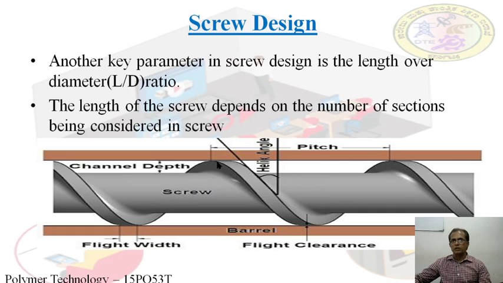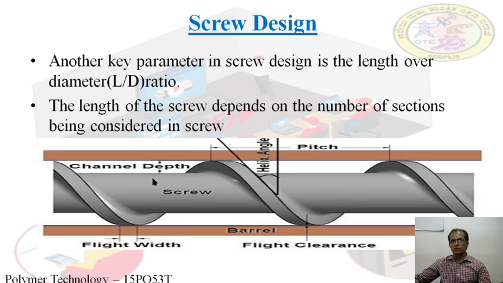See, pitch is marked here from here to here, the center of the screw shaft to center of the screw shaft. This also is a pitch, or from the middle of this to the middle of the other thread in between. This is called pitch. Depth is from tip to the root. This is called channel depth. Flight width is, this is called flight width, or it is also called land.